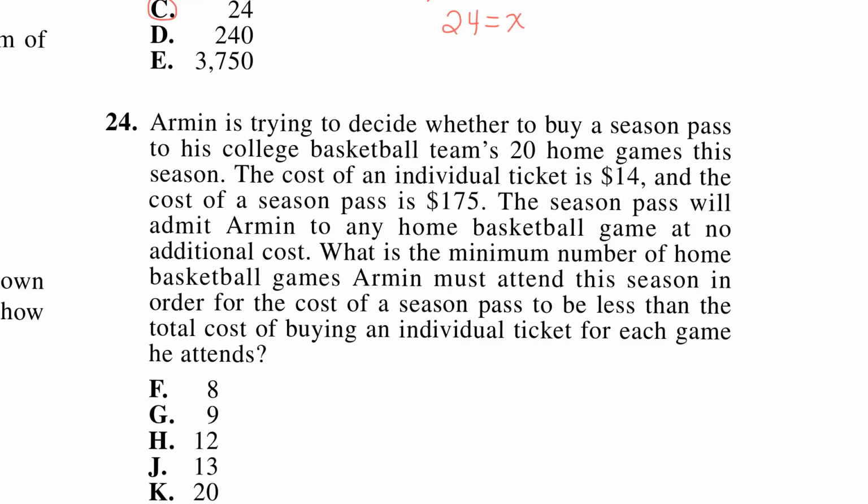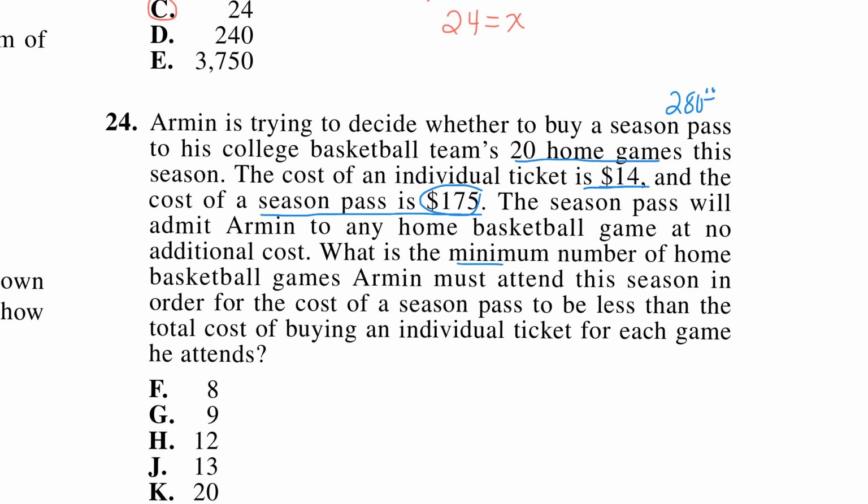Okay, the next problem, number 24. Armin is trying to decide whether to buy a season pass to his college basketball team's 20 home games this season. The cost of an individual ticket is $14. So 20 times 14, he would be paying $280 if he went to all the games and paid 14. The cost of a season pass is $175. So this would be a better deal if he buys a season pass.